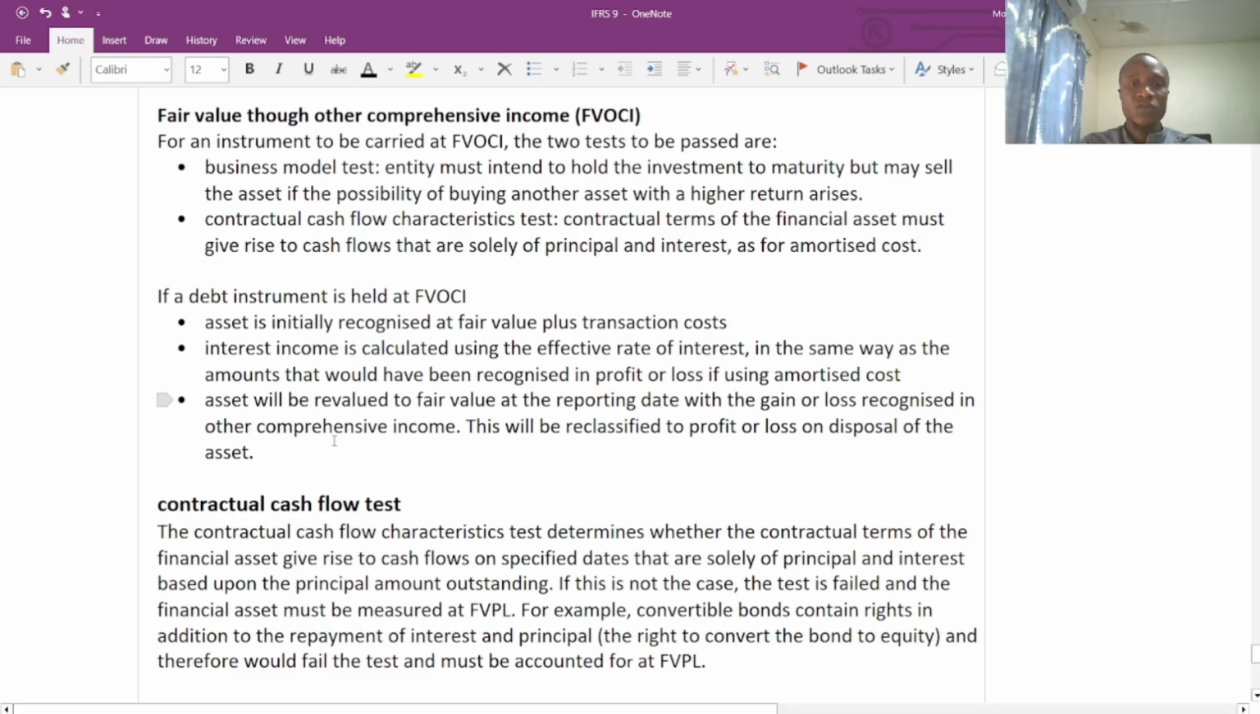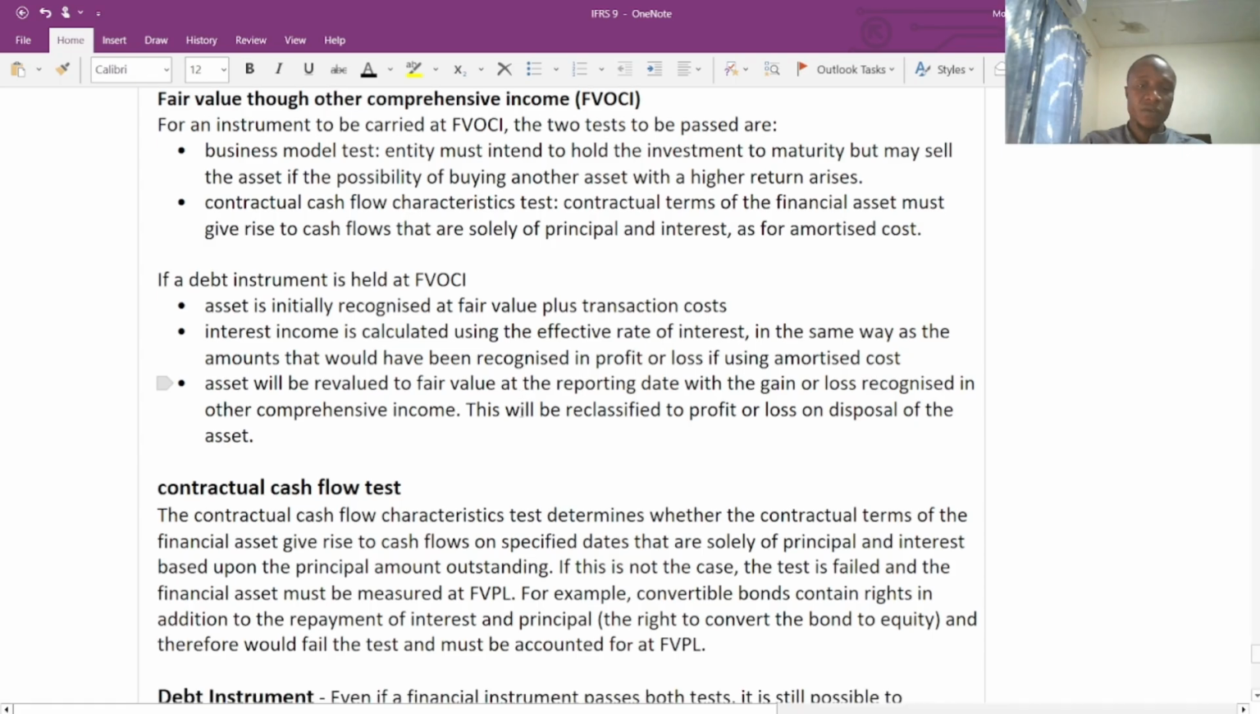Simple. Assets will be revalued to fair value at the reporting date with the gain or loss to be recognized in other comprehensive income. Same. This will be reclassified to profit and loss on disposal. Nothing changed, nothing to worry about. Same concept as for the equity investment. The only distinction in this situation is that for the debt component, we are going to use the amortized cost in addition to the two existing measurement or recognition systems, which are the fair value to profit or loss or the fair value to other comprehensive income.